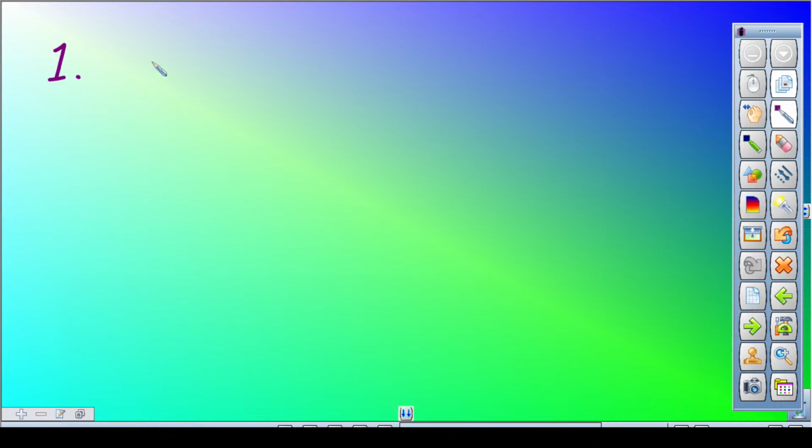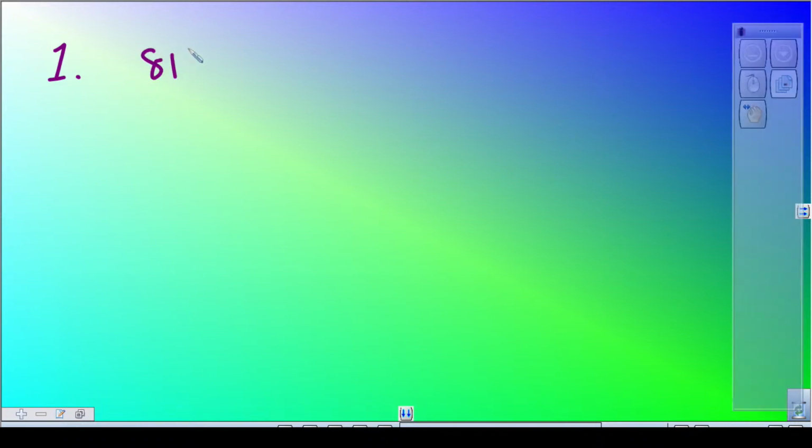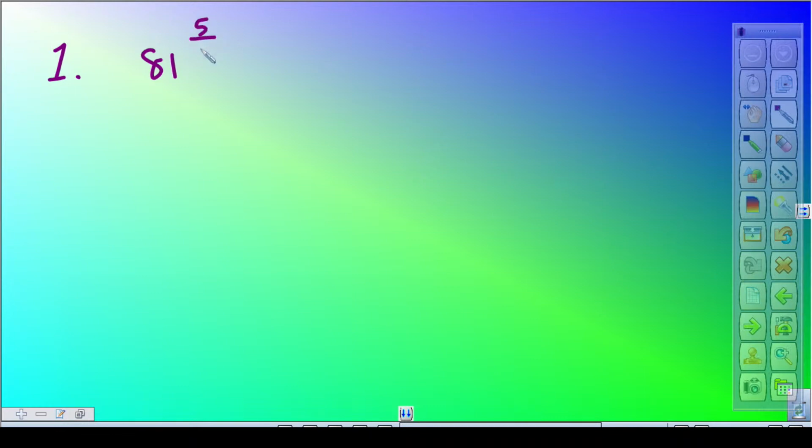This was going to be 81 to the 5/6 times 81 to the negative 1/3. Okay? Well, in this lesson, you really have to deal with fractions. There's no way out, but that's fine. So basically, what I have here, because I have the same base. Did you notice that we have the same base here? Same base.